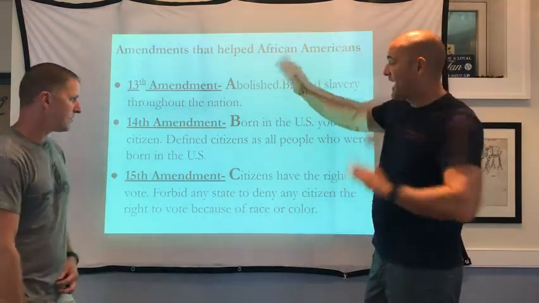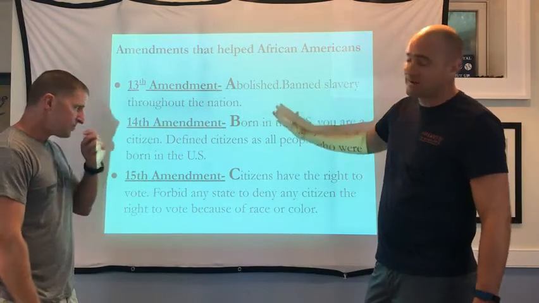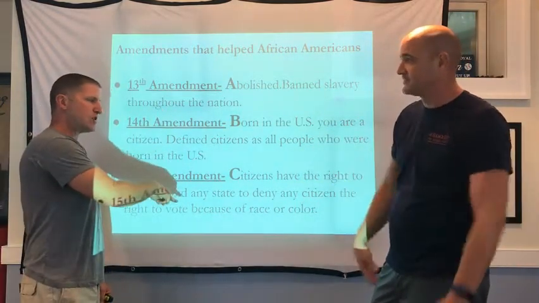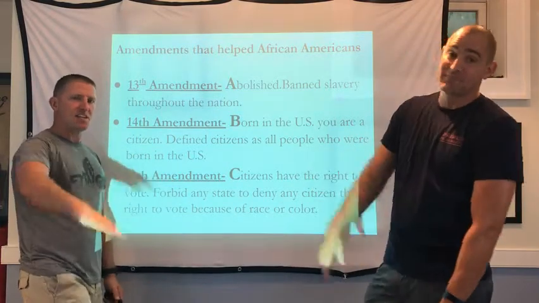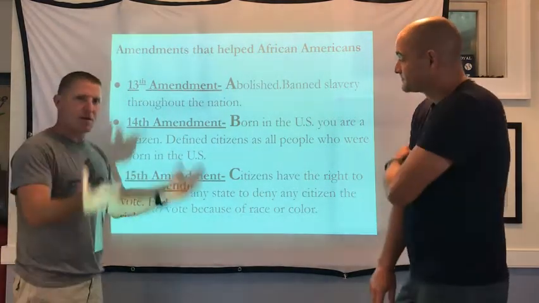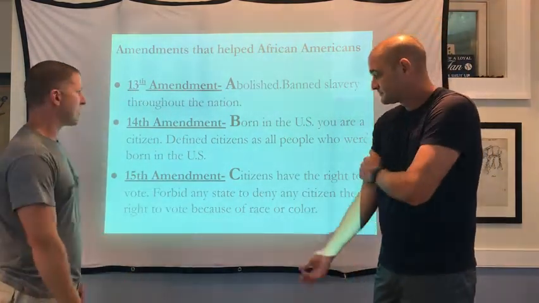So A, slavery is abolished. B, if you're born in the United States, you're a citizen of the United States. C, citizens have the right to vote, and you cannot deny them the right to vote. Age is still 21 here. Yes, at the time. The 26th Amendment lowering it to 18 doesn't come until years later. So here are your new amendments, rules, or laws, however the case may be.